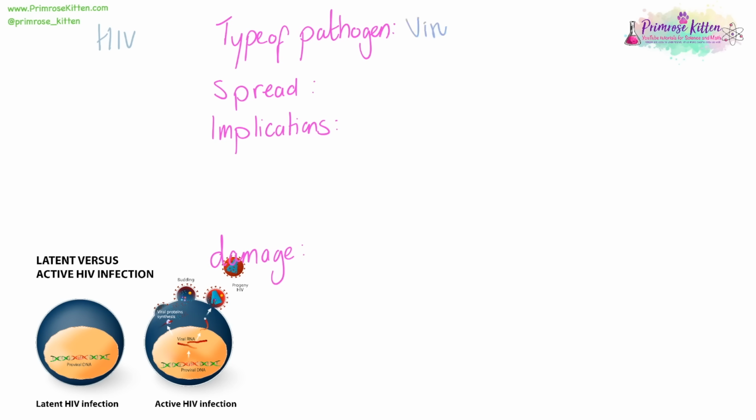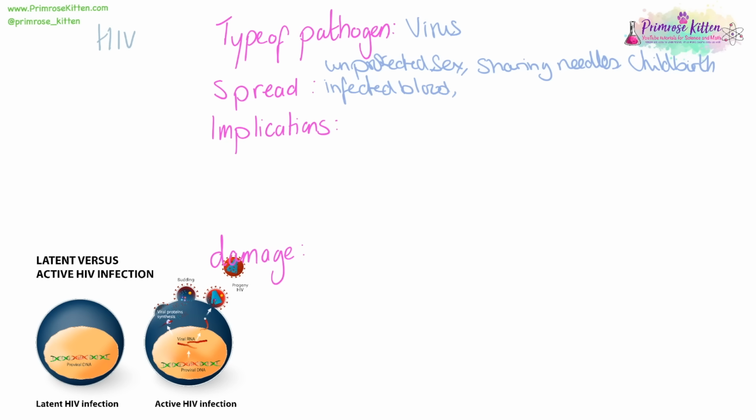HIV is a virus. It can be spread in a number of ways: unprotected sex, sharing needles, childbirth, that's from mother to child, not just general childbirth, infected blood, and breastfeeding from an infected mother. The implications are devastating for someone, although outcomes have rapidly improved recently due to the development of new drugs.